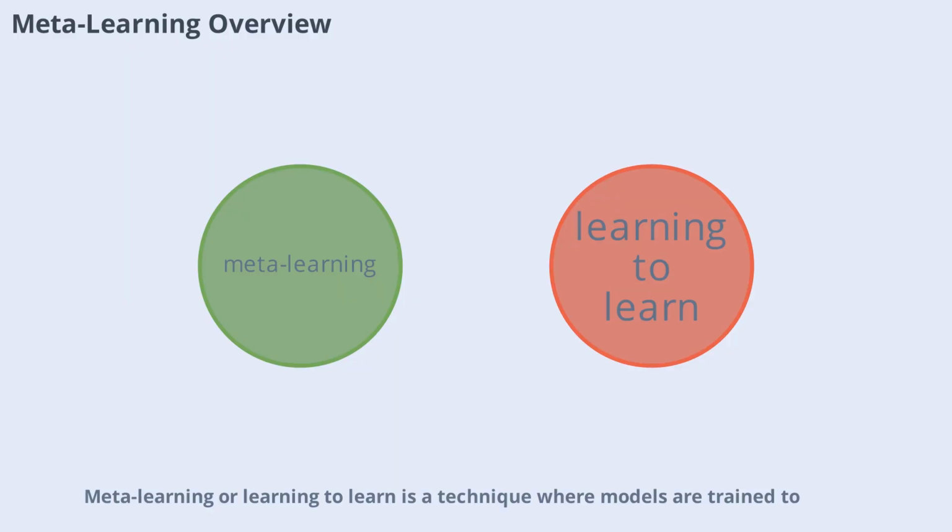Meta-learning, or learning to learn, is a technique where models are trained to quickly adapt to new tasks with minimal data. By learning the underlying structure of tasks, meta-learning enables rapid generalization. This approach is particularly valuable in scenarios where new tasks emerge frequently and data is scarce.